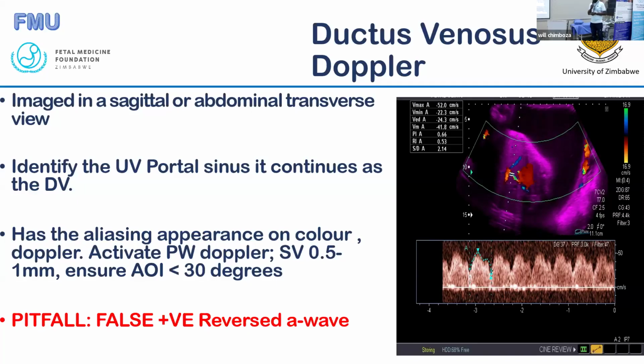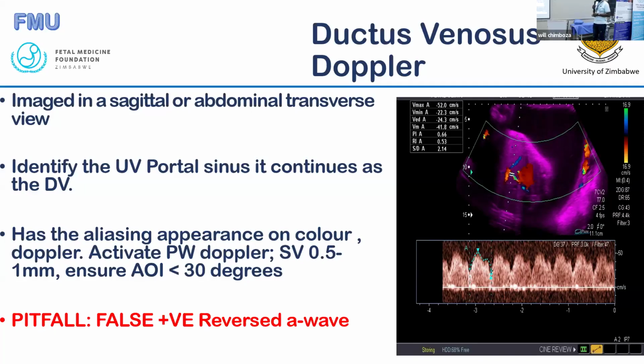If there are possible heart defects, you can pick it up by an abnormal waveform of the ductus venosus. For the ductus venosus, you use a small gate of less than 1, from 0.5 millimeters to 1 millimeter, because it's a tiny vessel. That's the gate you use, with an angle of insonation less than 30 degrees. If it is possible to achieve 0 degrees, the better.